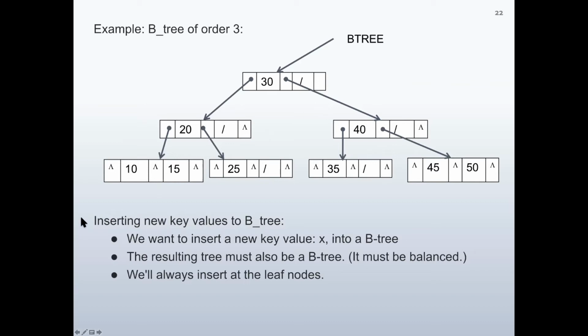There should be a way to insert a new key value into a B-tree such that after insertion, the resultant tree is still a B-tree. Suppose that we want to insert a new key value X into a B-tree. The resultant tree must also be a B-tree. It must be balanced. During insertion, if a new value is to be inserted into a B-tree, we will always insert at the leaf nodes.